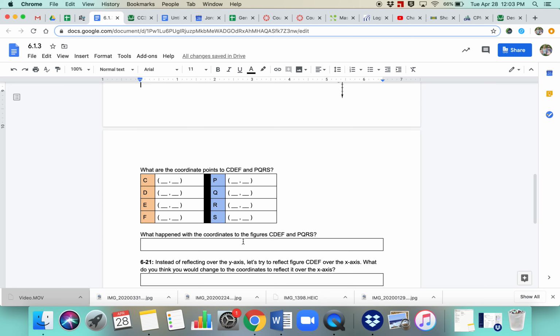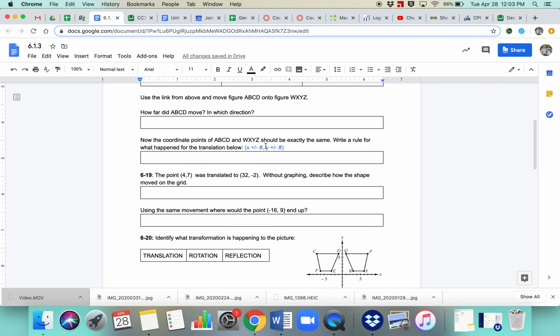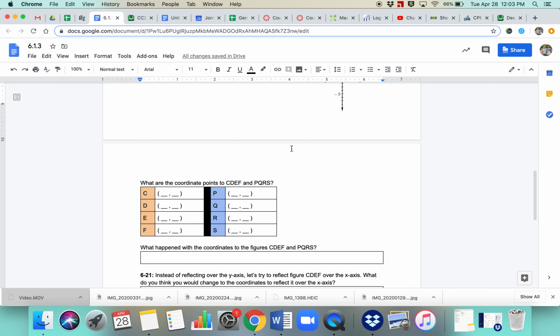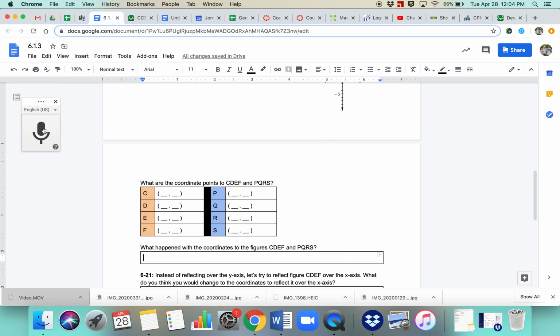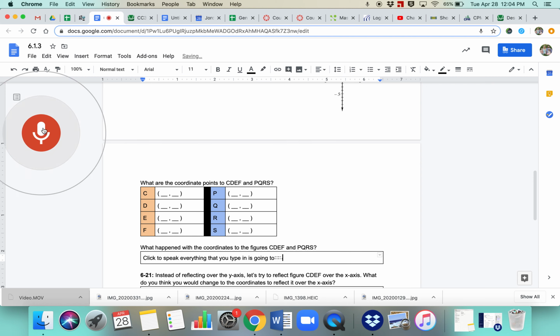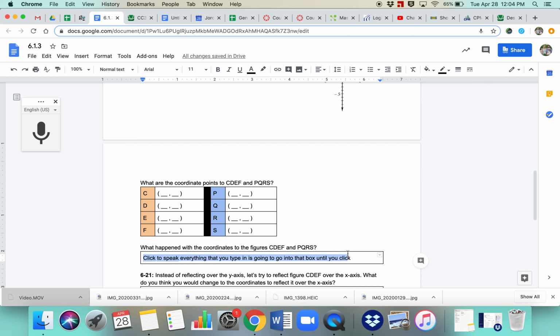So if you want to write a rule, that would be wonderful. If you don't know how to write a rule, I'm just going to tell you in words, that's fine too. Again, you can use words, so if you want to tell it to me verbally, you can go to your tools, you can go to voice typing, and once you click to speak, everything that you type in is going to go into that box until you click stop. So, I'm going to go ahead and delete that because you don't need that.